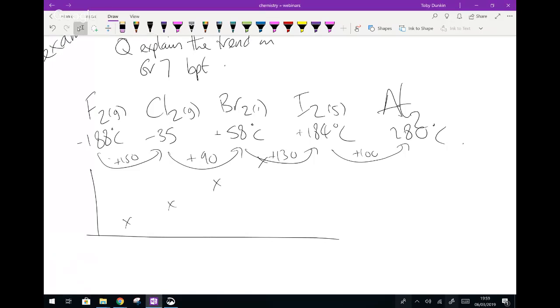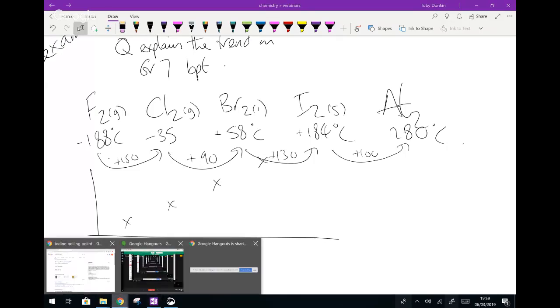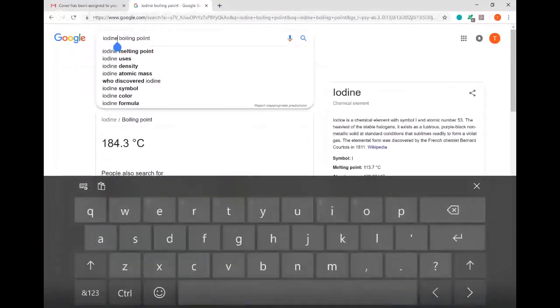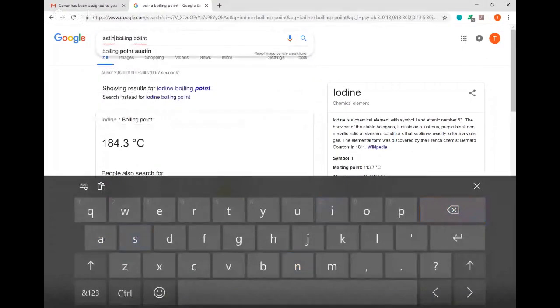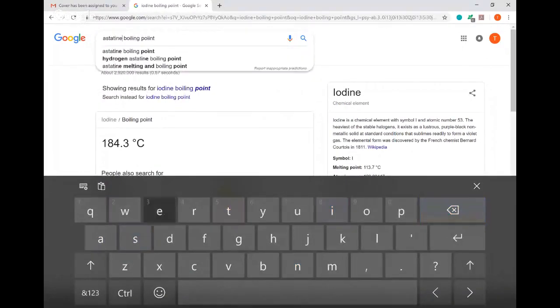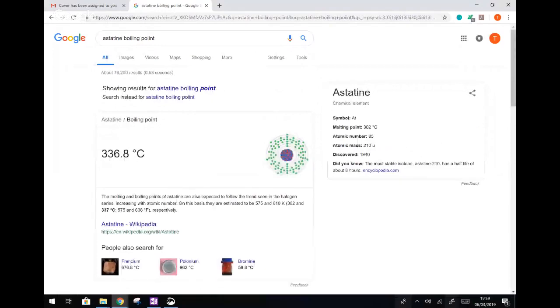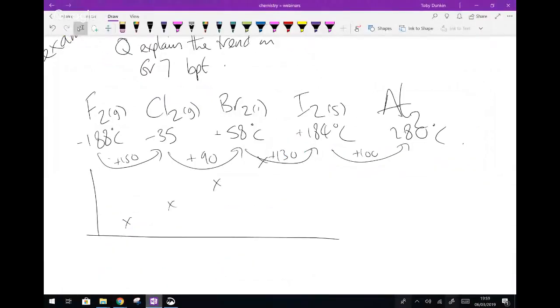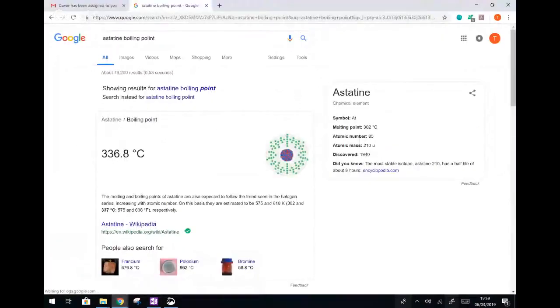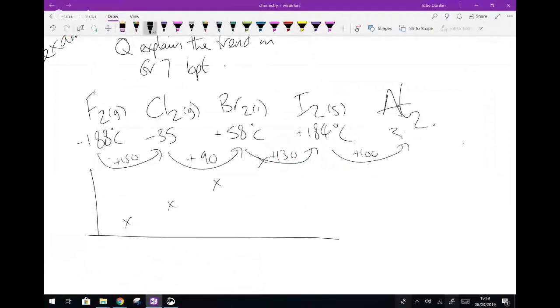Let's Google it. I love chemistry and its patterns. It makes me so happy. I'm such a nerd. I know. Astatine. 336. I wasn't that far off. 336. Not bad at all. I would have got given that in an exam.